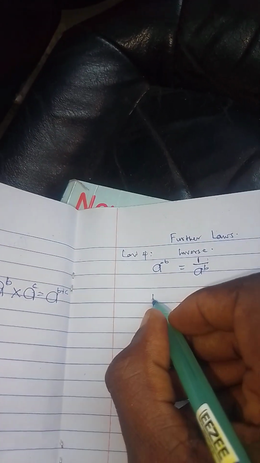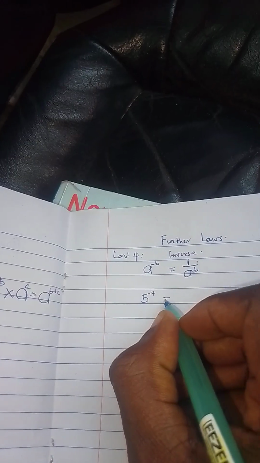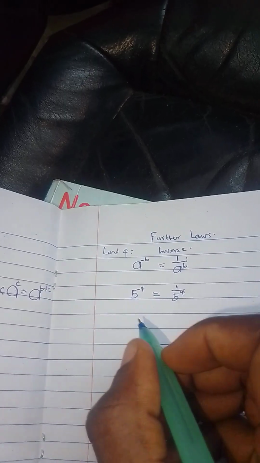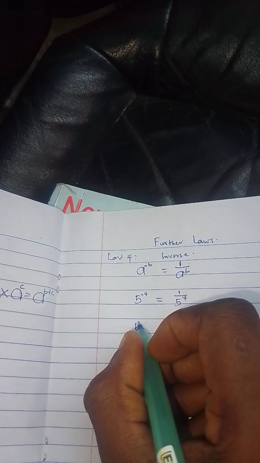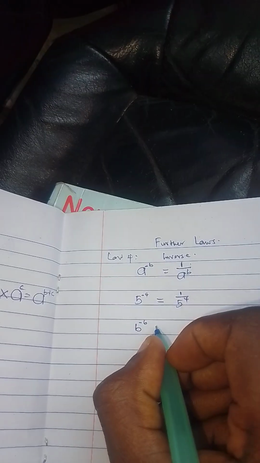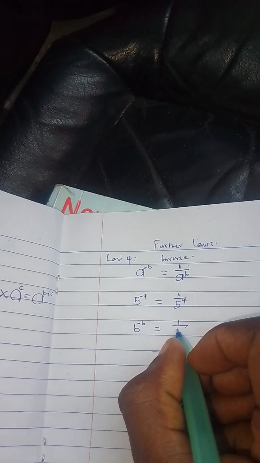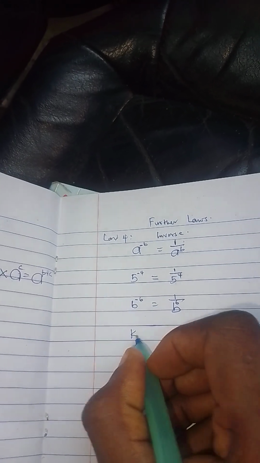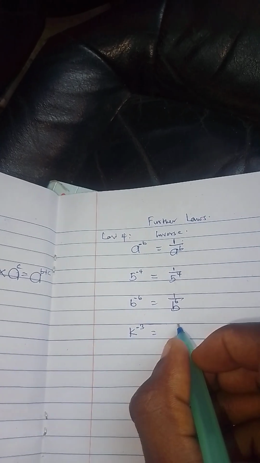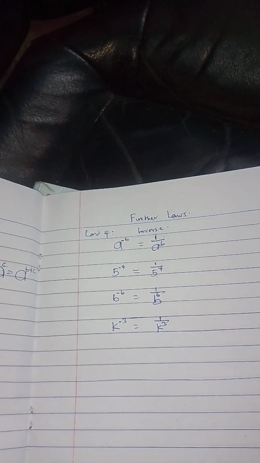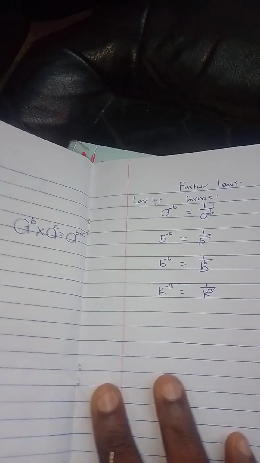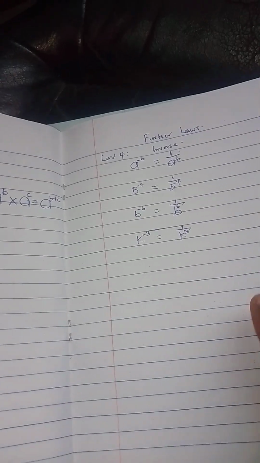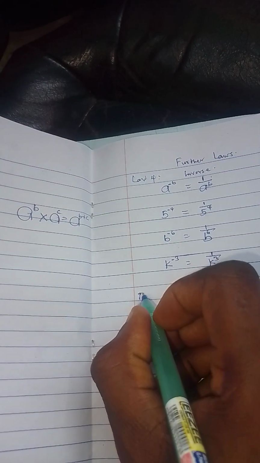Let me give you another example. If I have 5 raised to power minus 4, my answer is 1 over 5 raised to power 4. Another example is if I have b raised to power minus 6. Our answer is 1 over b raised to power 6. And similarly, if I have k raised to power minus 3, my answer is 1 over k raised to power 3. Now, having said this, let us treat examples that will make use of all these laws that I've given you so far.